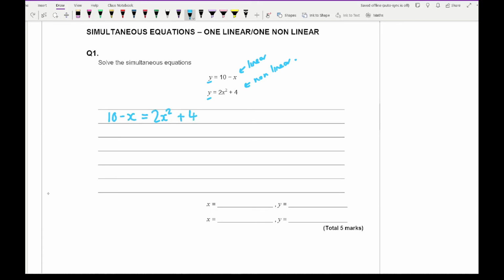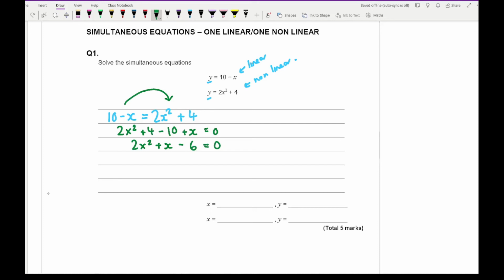Now, what I then want to do is turn this into a quadratic, so I want to make it equal to 0. It makes more sense for me to take the 10 minus x over to this side, because I want to keep my power of x positive. By doing that, I end up with 2x squared plus 4 minus 10 plus x, and that all equals 0. I'm just going to flip that equals 0 to the other side, because it doesn't matter which side the equals 0 is on. If I neaten all of this up, I get 2x squared plus x minus 6 equals 0.